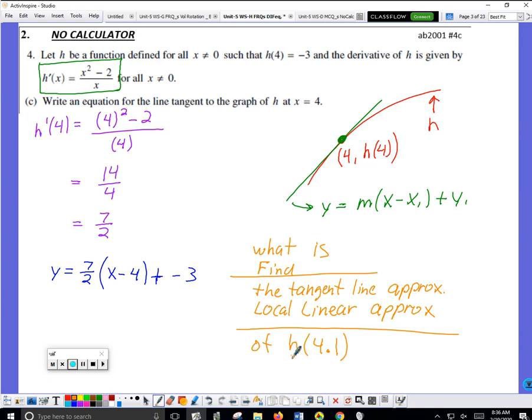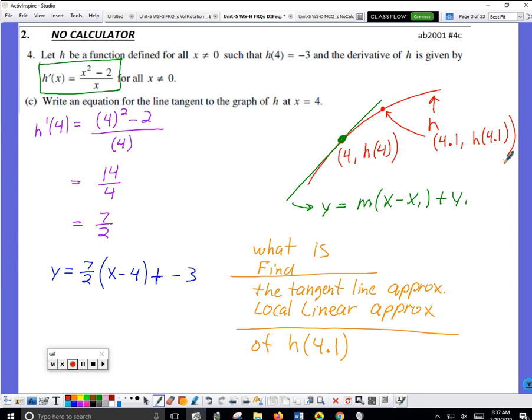If I have an equation for h, and I plug in 4.1, I'm going to get a y value. What I will be finding is basically a point on the h curve. So we're going to assume that this curve is blown up very large, and right here is the point x equals 4.1, and the y value would be h of 4.1. Okay, that's how we would find h of 4.1.